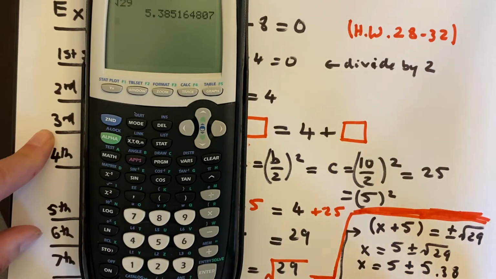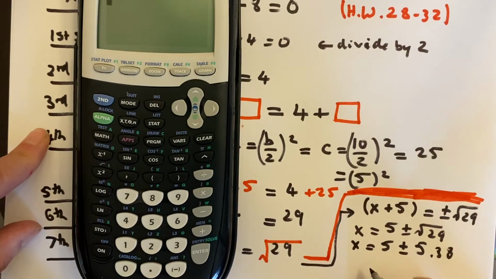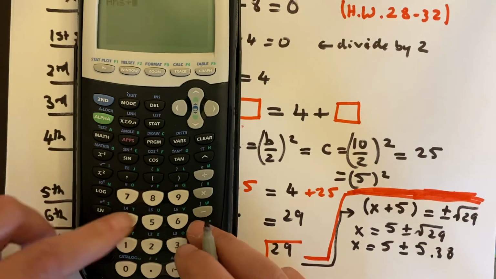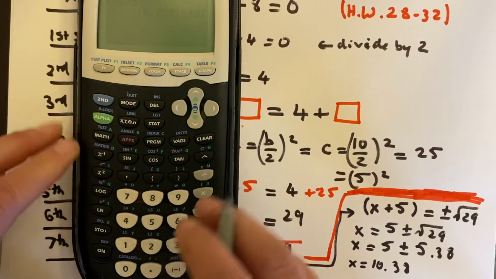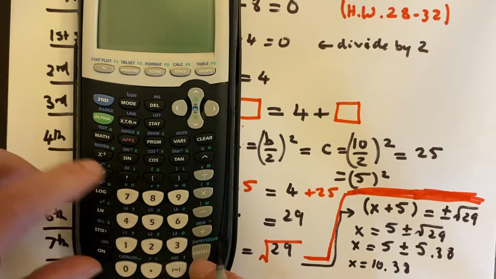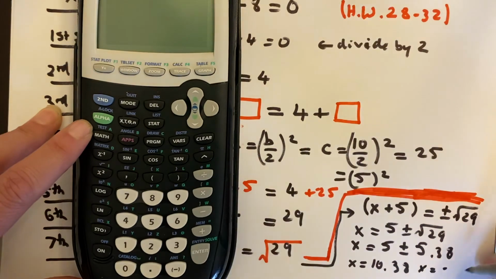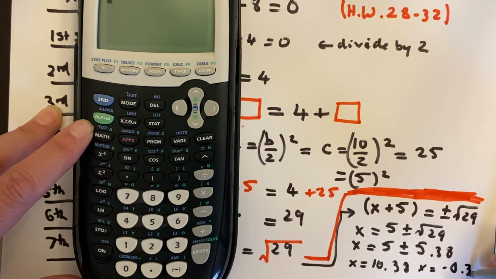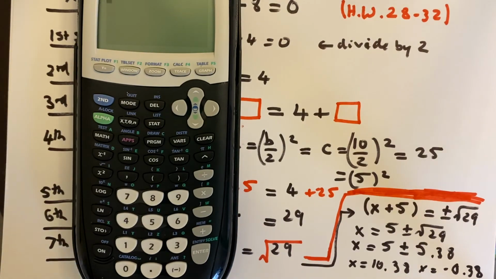So x equals 5 plus or minus 5.38. If I do plus 5.38, let's see, I'm going to move this up just a bit. 5 plus 5.38, I'm going to get 10.38, and 5 minus 5.38, I'm going to get a negative 0.38. And that is the answer to this problem.